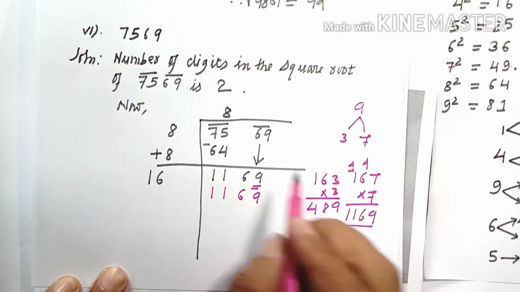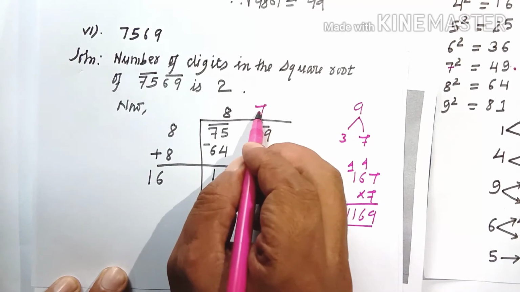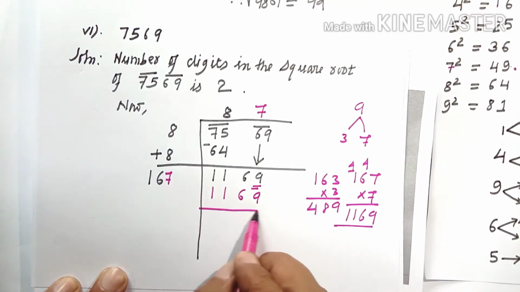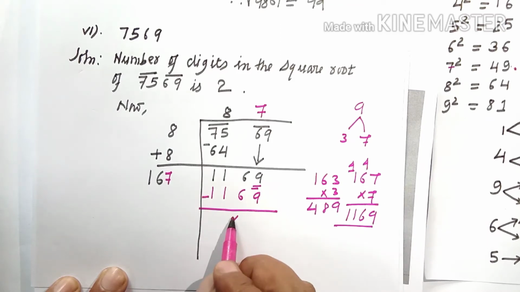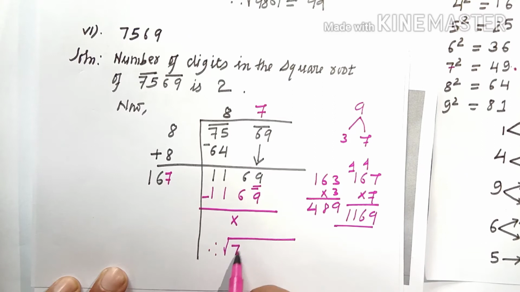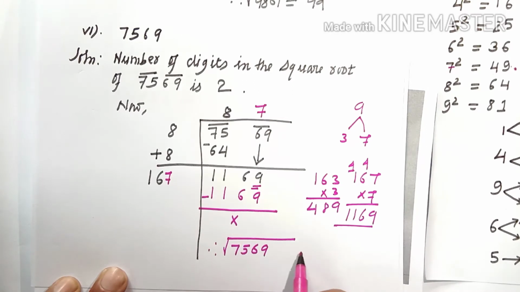So this 7 you'll have to distribute, 1 at the quotient, the other 7 at the divisor. Now you'll have to subtract. So that is 0. Therefore the square root of 7569 equals 87.